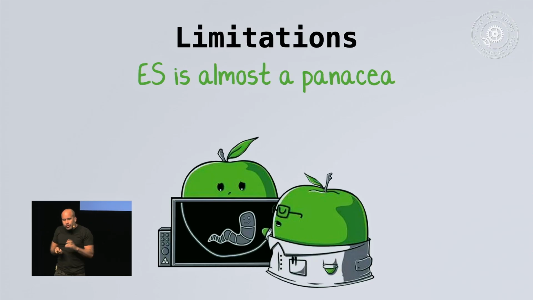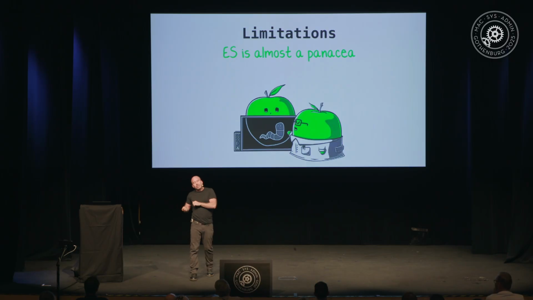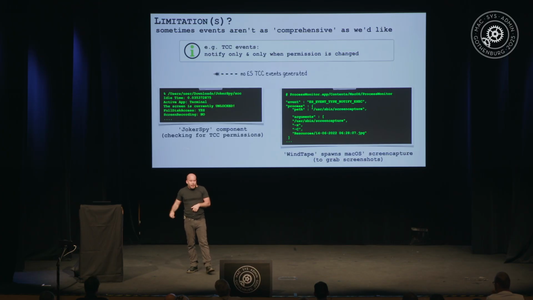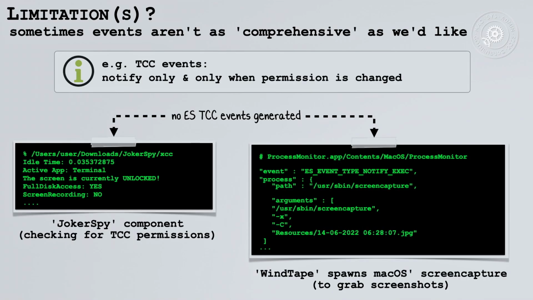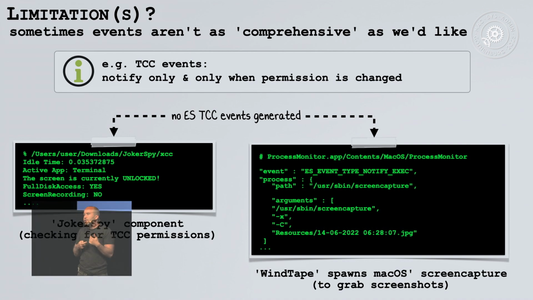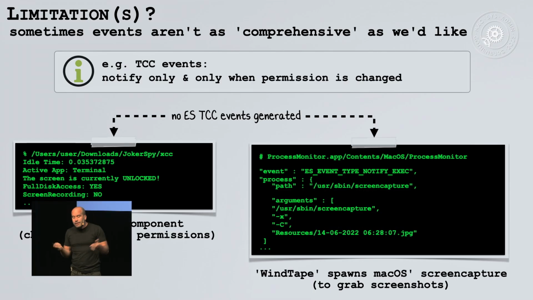All right, the last thing I do briefly want to touch on is the limitations of endpoint security, because you might think it's a panacea, and it almost is, but there's a few things that we should be aware of. First and foremost, some of the events aren't as comprehensive as we'd like. We just talked about the TCC events. First and foremost, it's only a notification event. There's no way for us to block TCC because there's no TCC auth event yet.